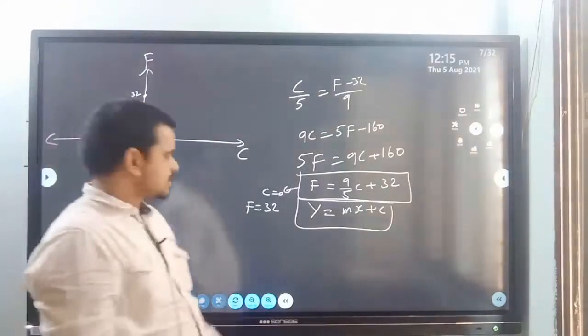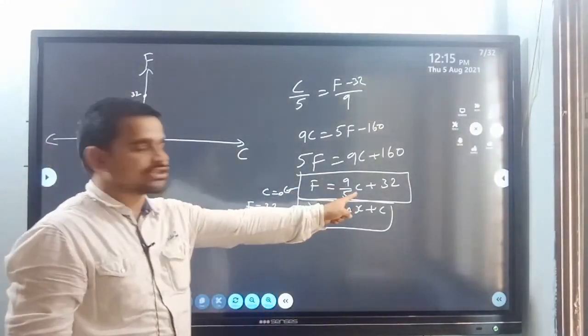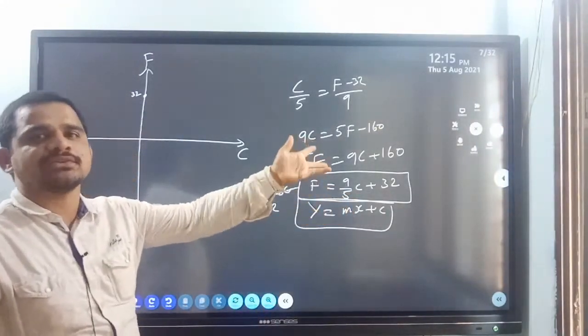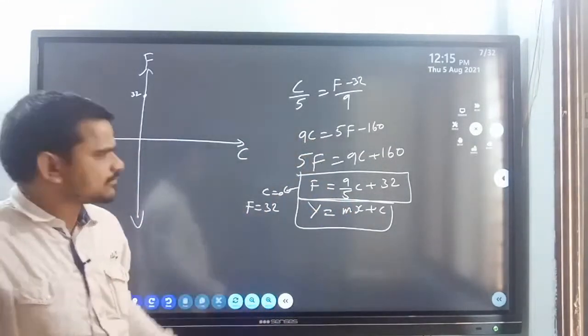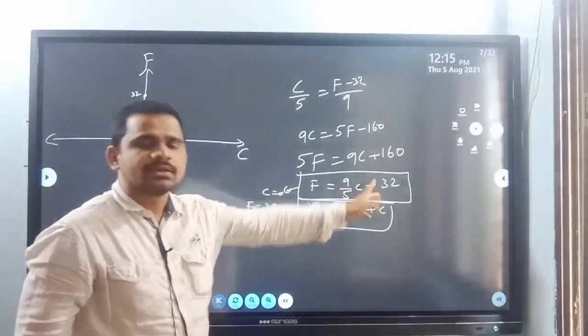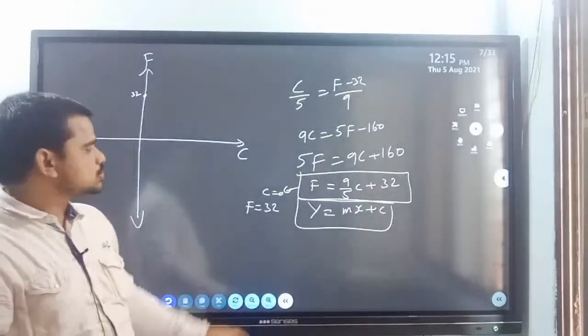Correct? In this expression, in the place of C, just write x is equal to 0. You will get the y intercept. Y is equal to the y intercept. How much are you getting? 32. Correct? So this is the graph.